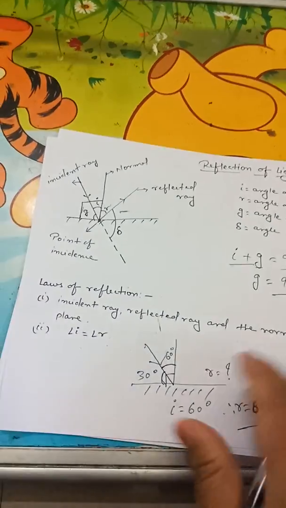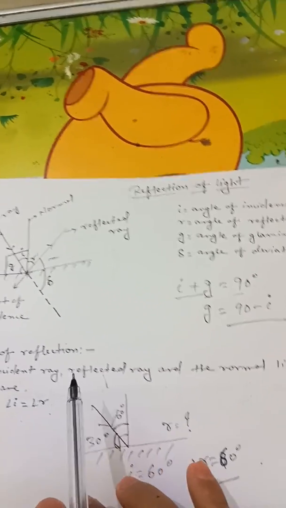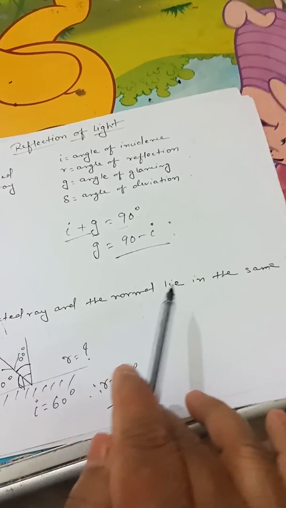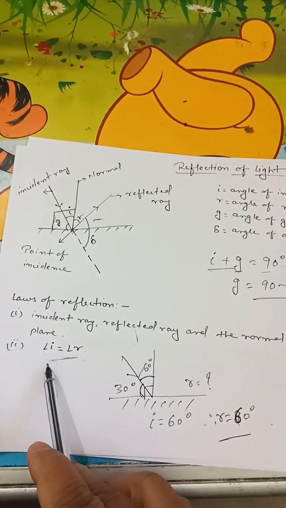We have to study the laws of reflection. So what are the laws of reflection? Incident ray, reflected ray and normal lie in the same plane. And second, very important, I is equal to R.